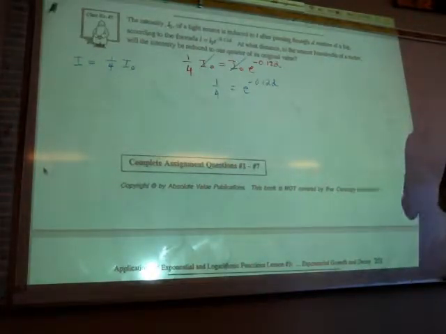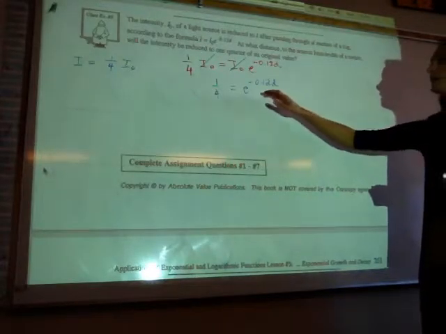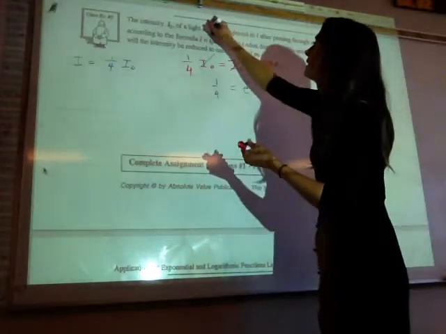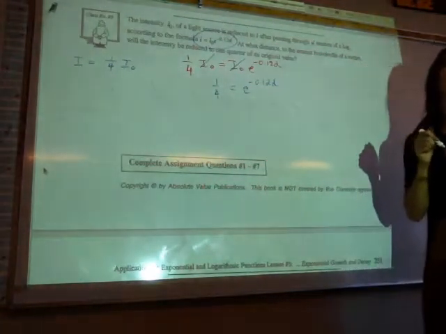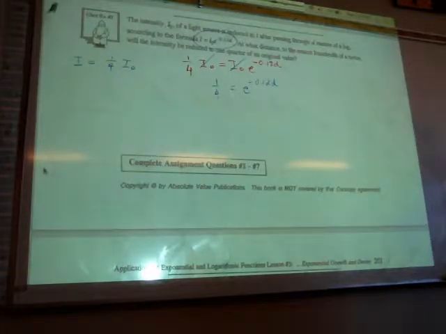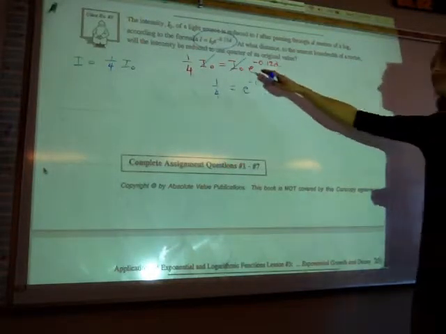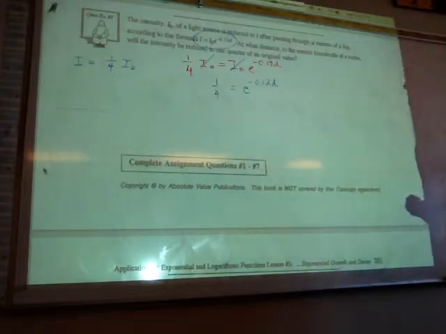How do you know to put it there? It was given. But if we ever needed it, it'd always be in the question. Yeah, it would give the e in the question. You'd never just magically make it up. So here it was given in our formula.